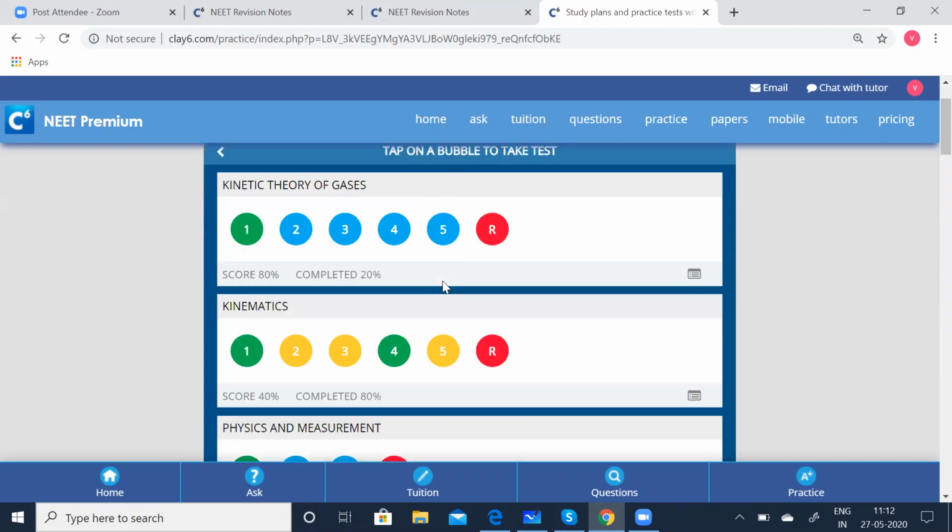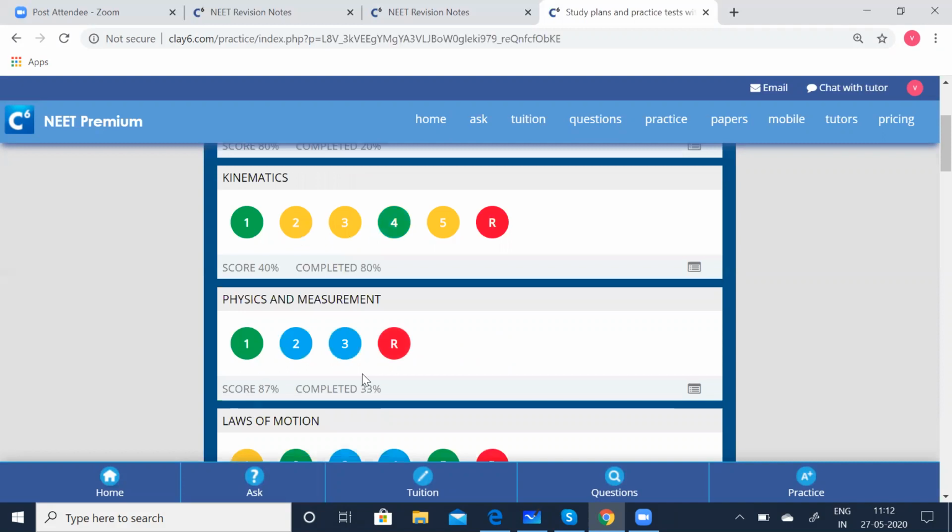Now you can see there are different colored bubbles. A blue bubble says you have not taken the test. A green bubble says you have attempted the test, but even if you have attempted it, you can take it any number of times until you are thorough with your concepts and you're happy with your results. The red bubble says it is a random test, and the yellow bubble says it is an incomplete test, which you can complete.